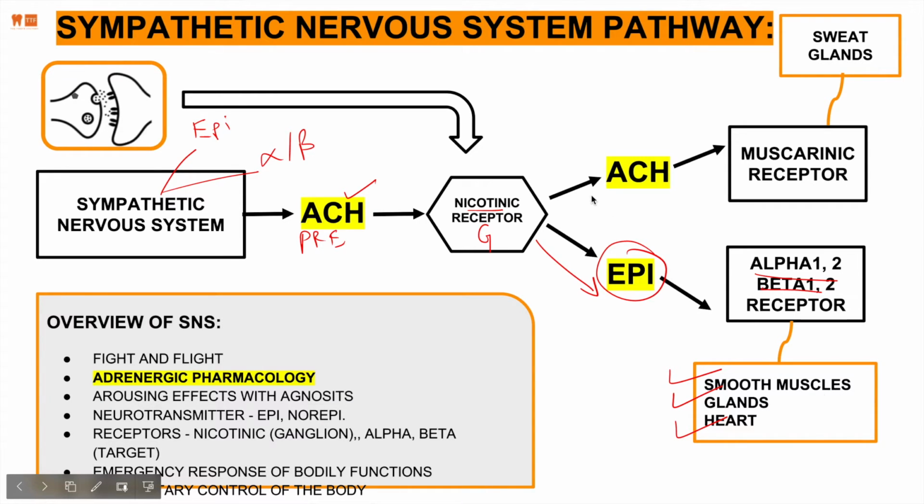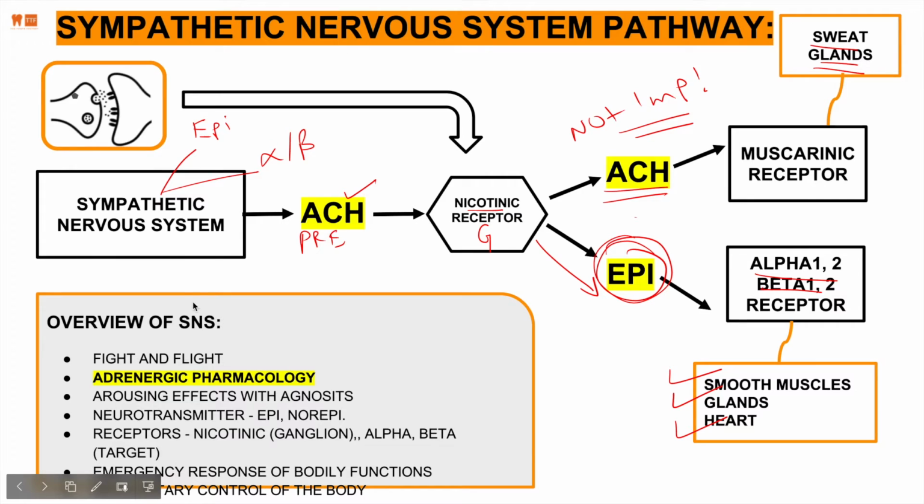Now, I know we've always talked about sympathetic always being epinephrine, then what is this doing here? Well, there is one slight modification: when it comes to sweat glands, the sympathetic nervous system uses acetylcholine towards the muscarinic receptors. I know this is an exception, however, this is not important when it comes to dental pharmacology, but it is a part of physiology, therefore we did mention the statement.